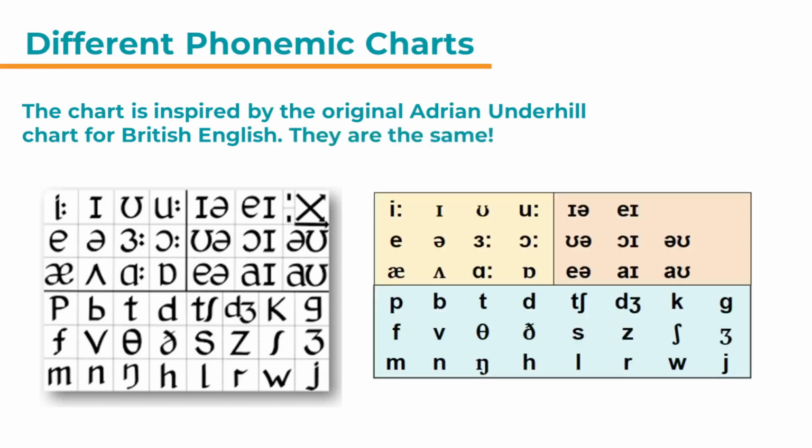So if you compare them side by side, because you might see the one from Adrian Underhill, you might see one just using normal font, not the one that looks almost a bit like handwriting. But if you have a careful look and you compare them side by side, you will notice that they are exactly the same. They contain the exact same sounds and they are arranged in exactly the same way. So many times books will use the Adrian Underhill chart in its arrangement, but they use different fonts, and so that makes it look different.